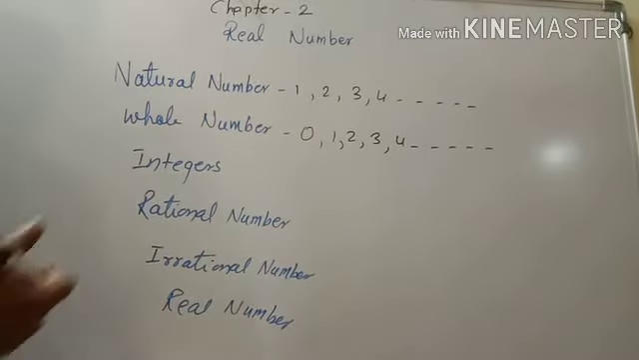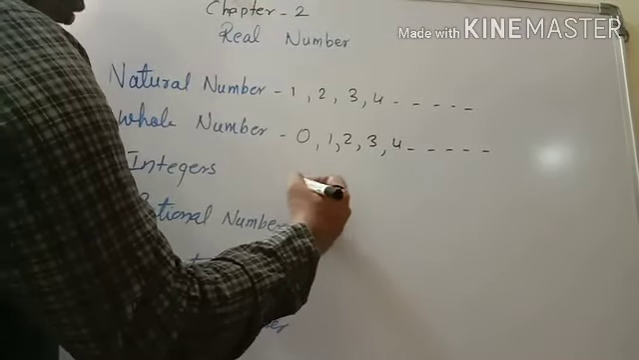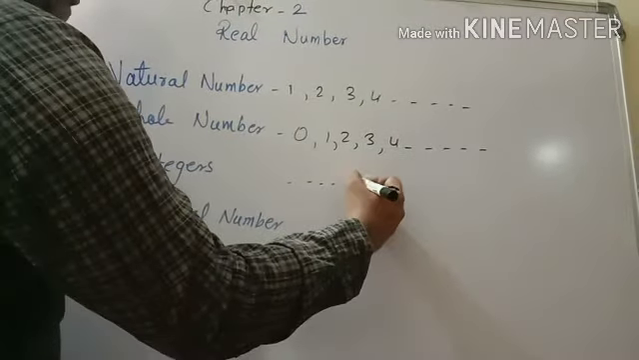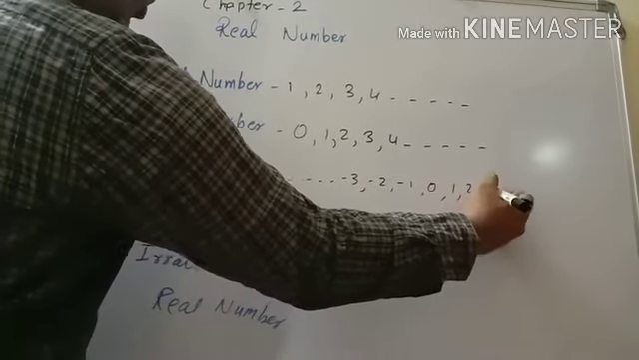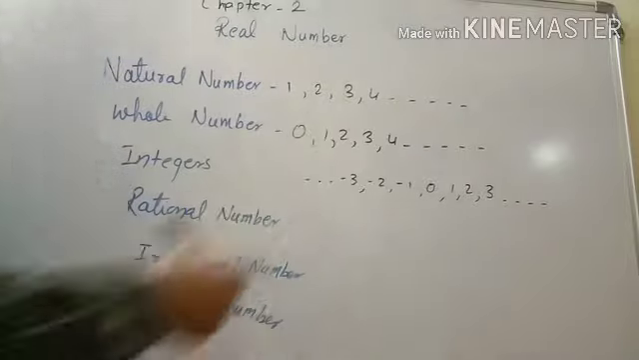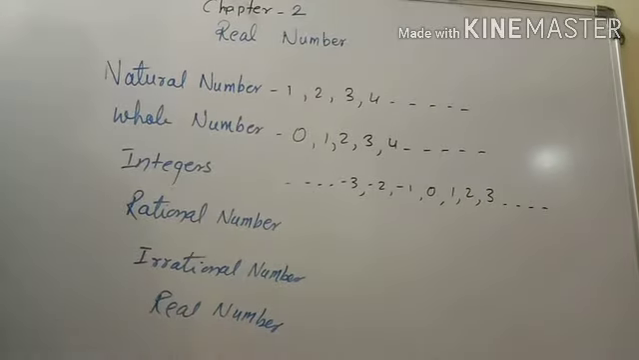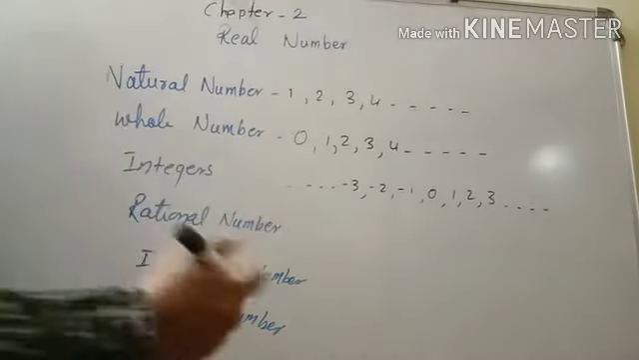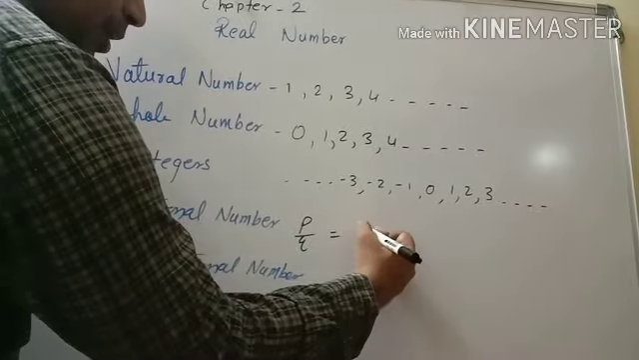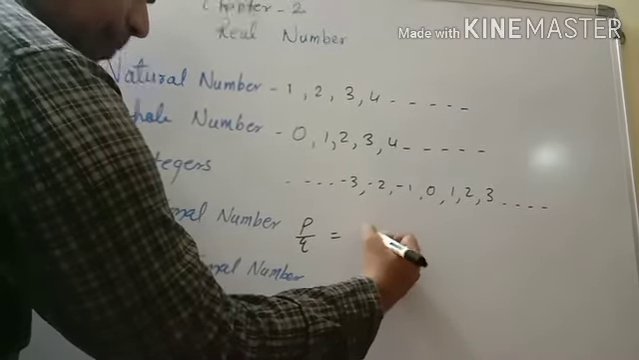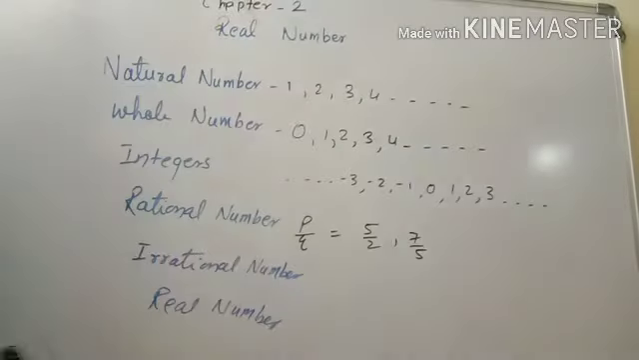After that, integers are negative numbers, positive numbers and whole numbers. What is that? Minus 3, minus 2, minus 1, 0, 1, 2, 3, and so on. All negative and positive numbers come under integers. After that, rational numbers. A rational number is a number in the form of p upon q, that is a fraction. It's like 5 upon 2, 7 upon 5. All that are rational numbers.